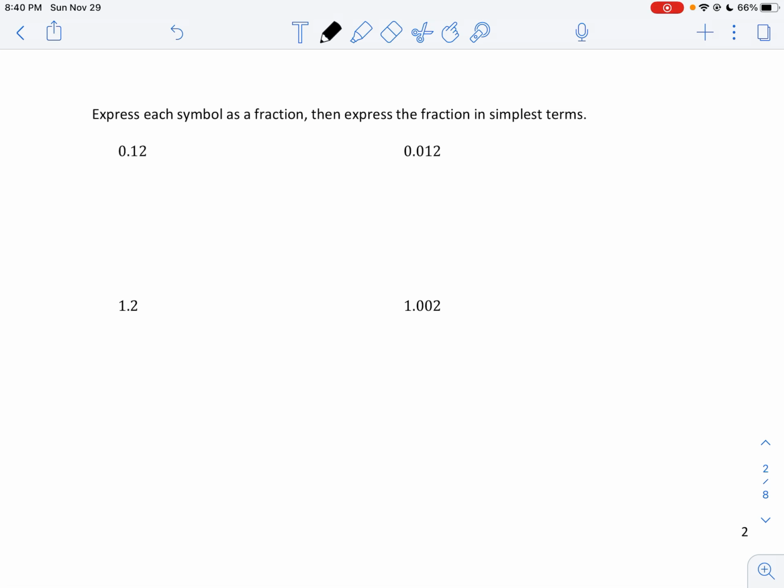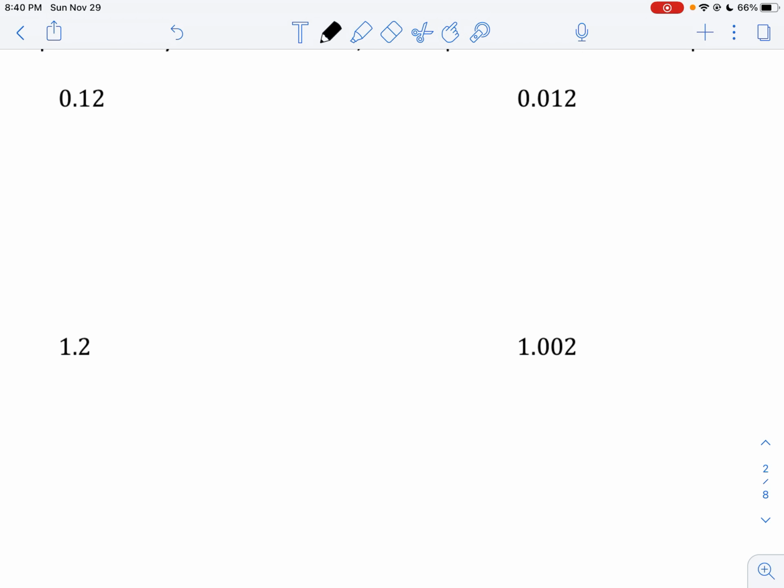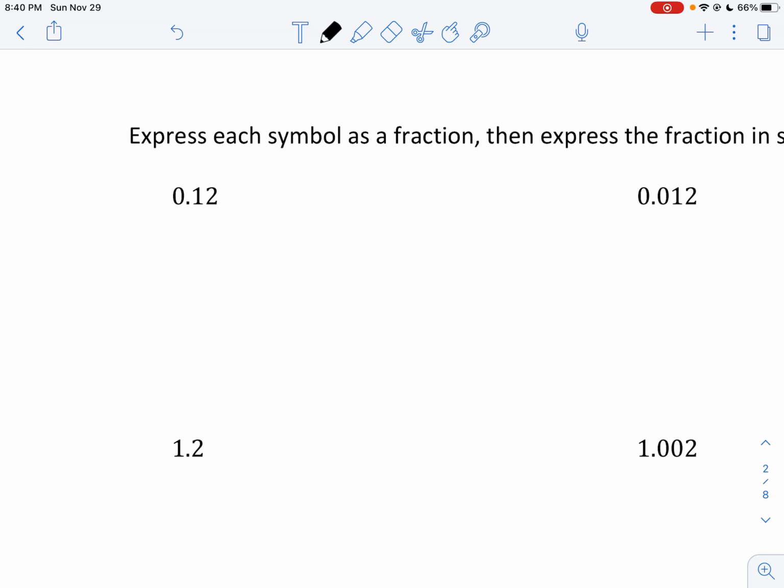For the following decimals, we're going to express each of them as a fraction and then express the fraction in simplest terms. Okay, so when we have 0.12, we have a 1 in the tenths position, so we have 1/10, and we have a 2 in the hundredths position, so plus 2 100ths.